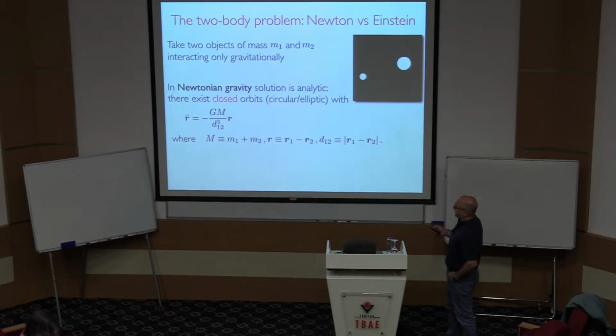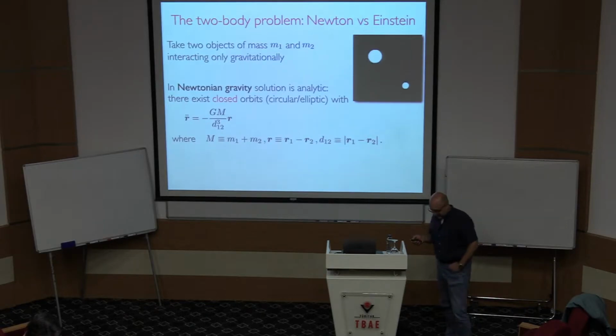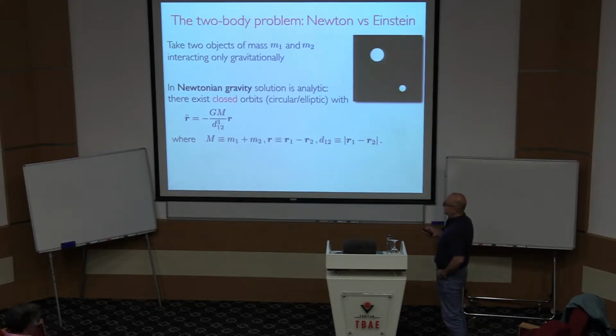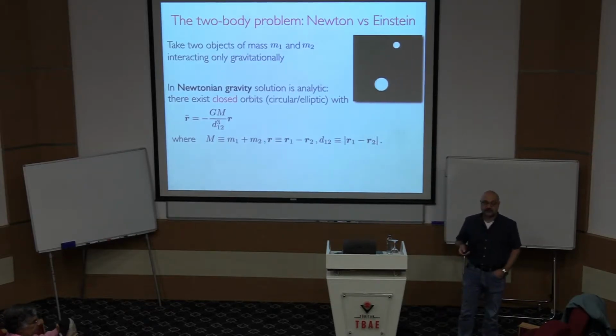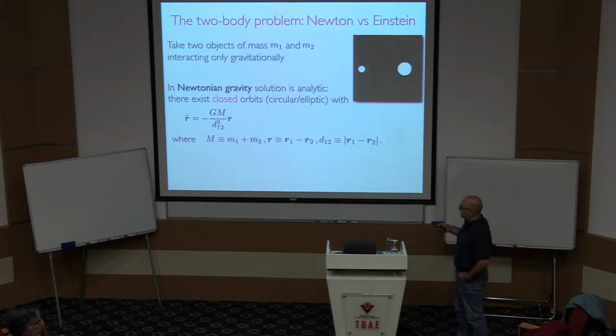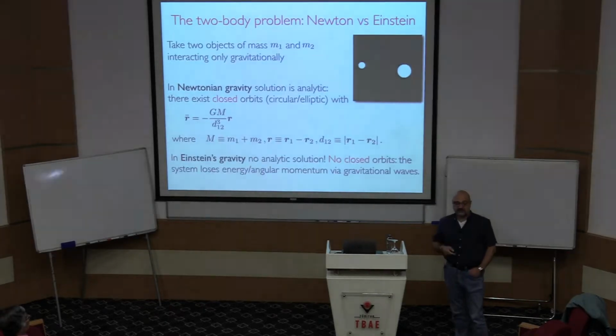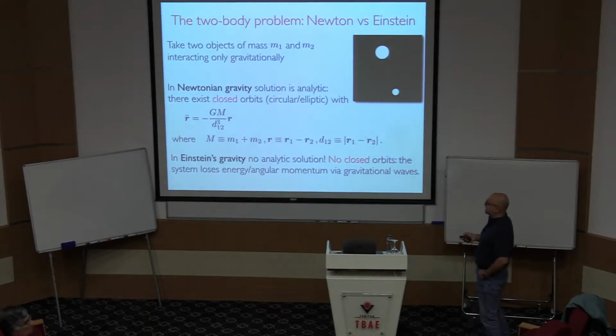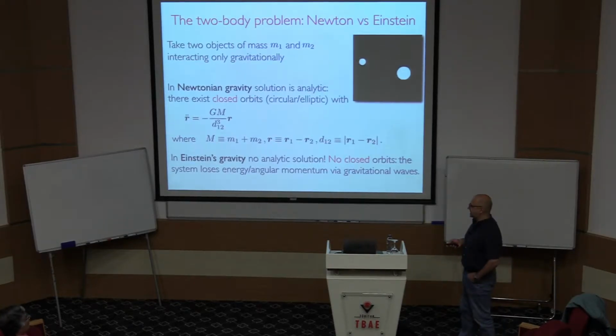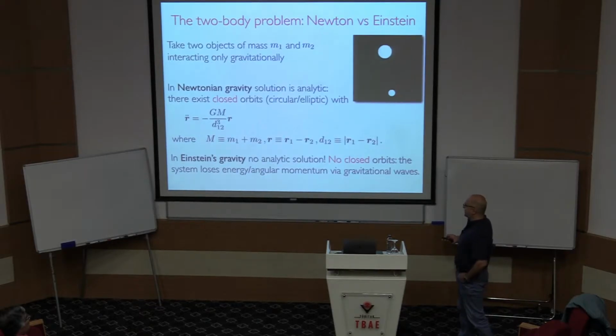An important aspect, which I'm sure others have looked at and discussed, in particular Scott, is that in this context the orbits are closed, and it's therefore very easy to come up with stationary solutions of this type. However, in Einstein's gravity, this is no longer the case. There are no analytic solutions. The orbits are never closed, and this is because the system loses energy and angular momentum via gravitational waves.